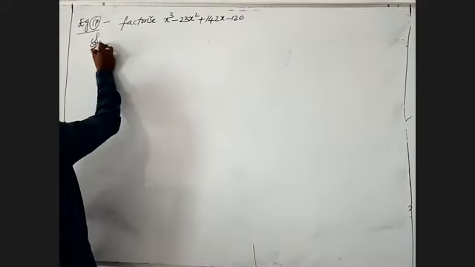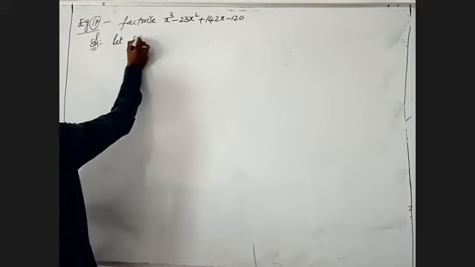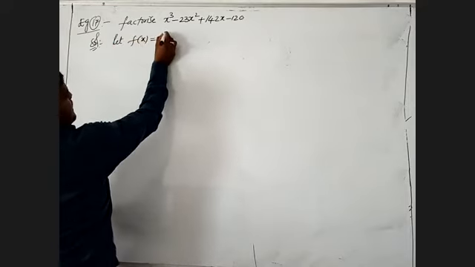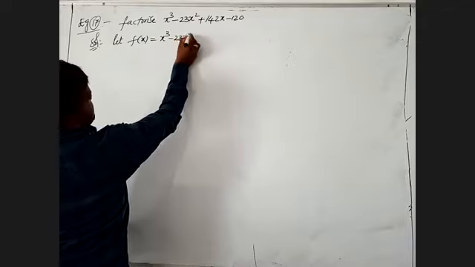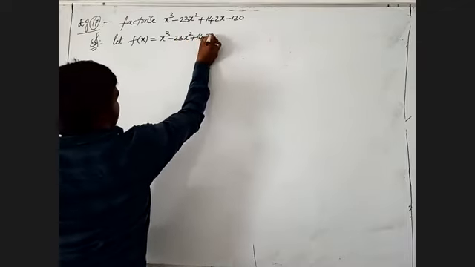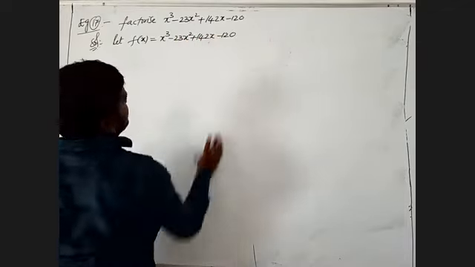Let us take the given polynomial as f of x. f of x is written as x cube minus 23x square plus 142x minus 120. I will write.